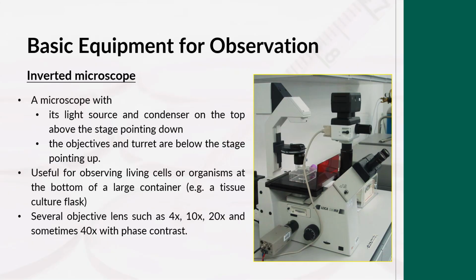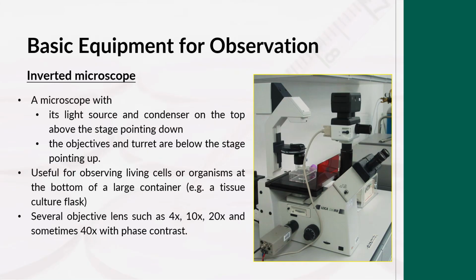Okay, so a good inverted microscope is really essential in any cell culture lab because you need to use it to allow you to visualize cultures in your flask or in your plates, and also for cell counting. There are several objectives of these microscopes. They are 4x, 10x, 20x, and sometimes you get the 40x, and it should have a good phase contrast feature in order for you to be able to see your cells clearly.